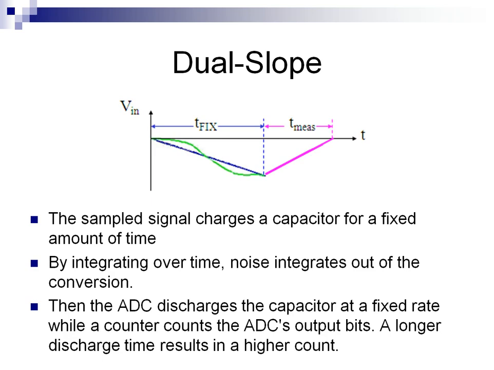Here we have the dual slope method. The sample signal charges a capacitor for a fixed amount of time. By integrating over time, noise integrates out of the conversion. Then the ADC discharges the capacitor at a fixed rate while a counter counts the ADC's output bits. A longer discharge time results in a higher count. Again, we're having inconsistent times here. So again, this is not a very good approach.